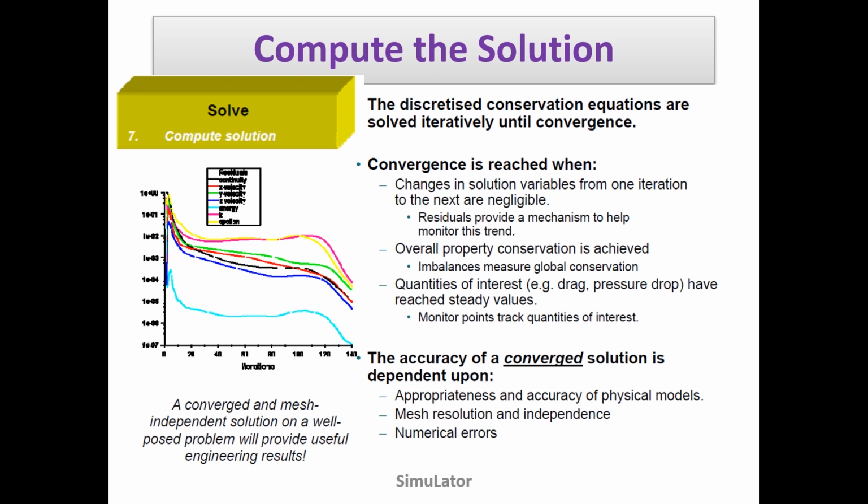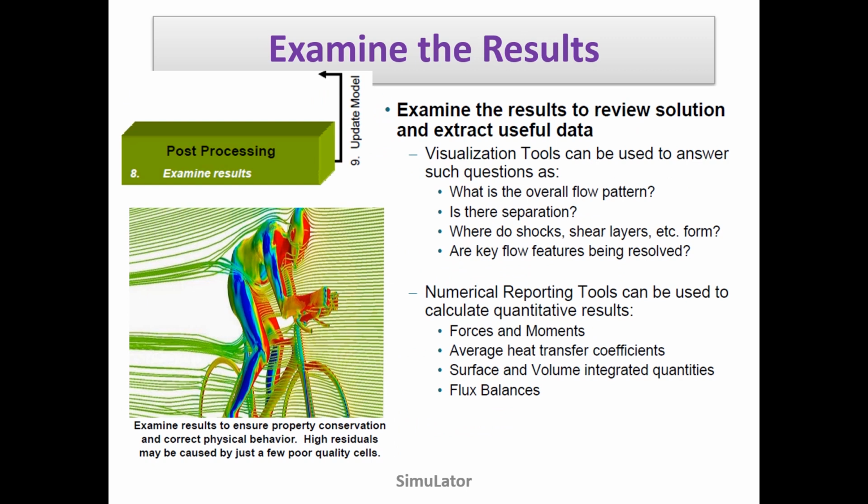In this step, we examine our result by using visualization tools and numerical reporting tools. In visualization tools, we can use streamlines, contour plots, vectors, flow separation, shock, shear stress, eddy formation, and numerical reporting tools. We can report momentum forces, average heat transfer coefficient, surface Nusselt number, flux balance, average temperature, and so on.